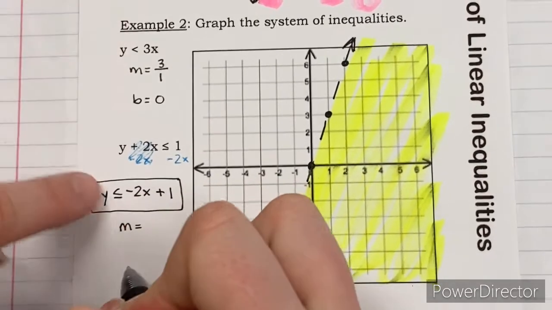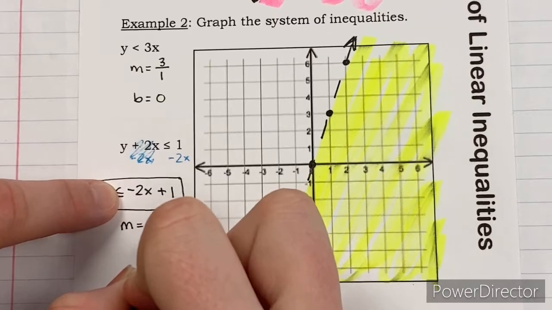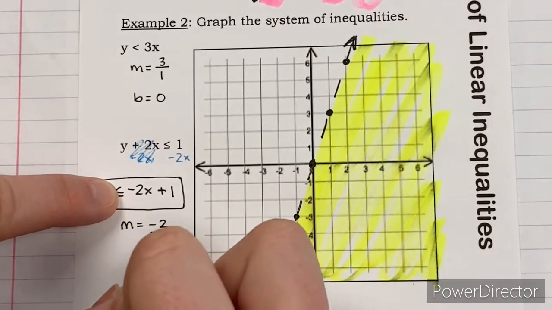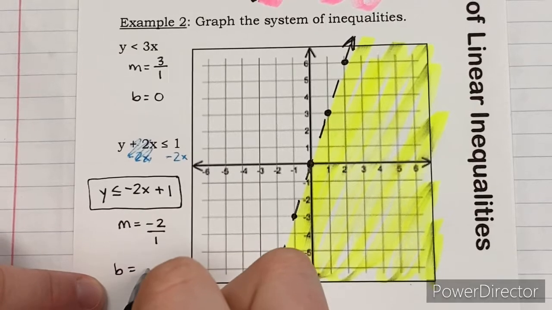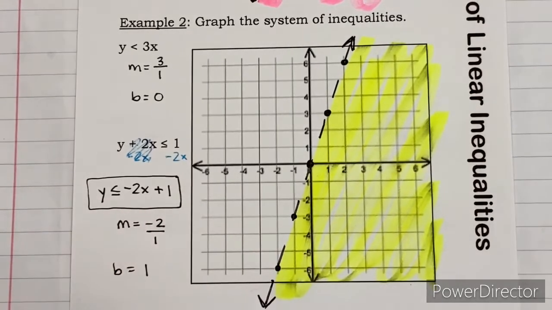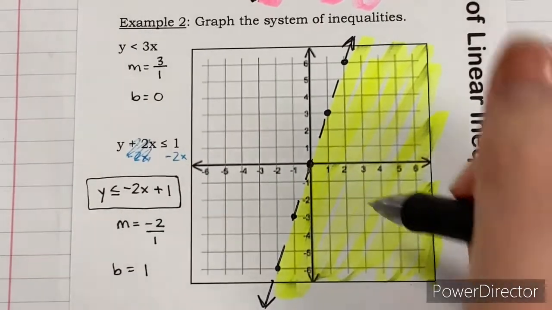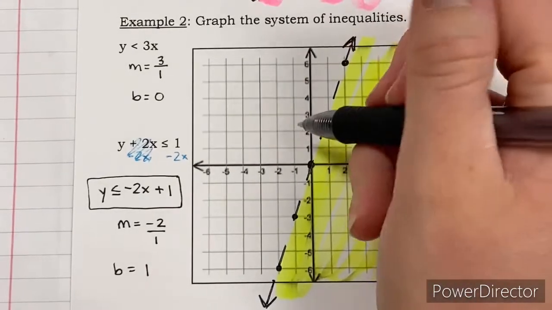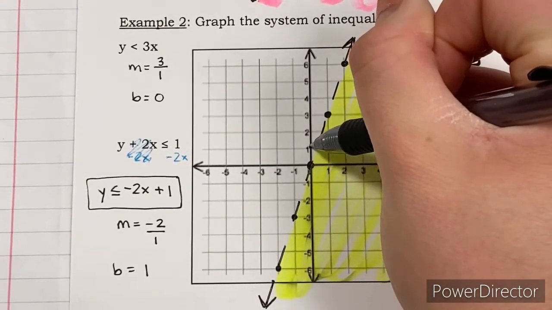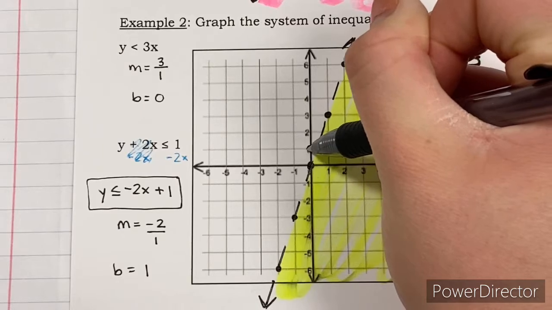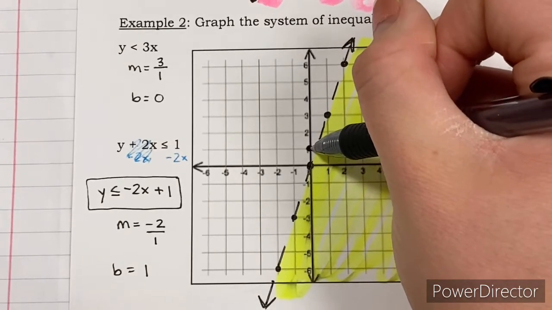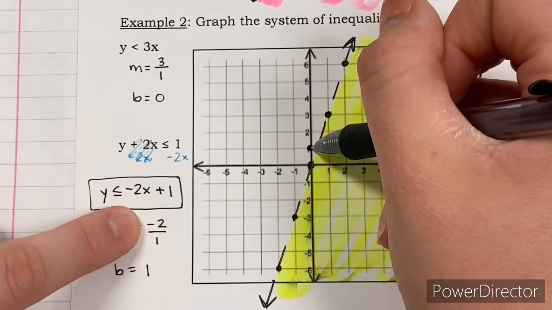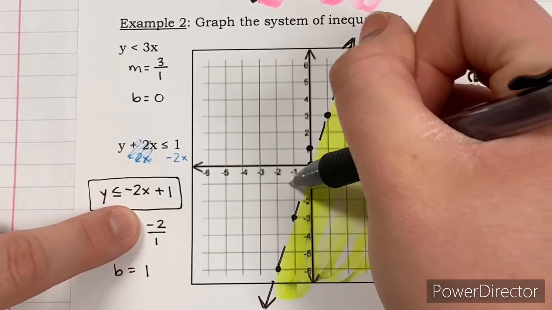So my slope this time says -2, but remember that's over 1 because that's a whole number. And then my y-intercept is a +1. So when we go to graph it, act like nothing's there. And I'm going to go to +1. Plot me a dot right there. Don't pick up your pencil because now we're going to use our slope to get more points. So I'm going to go down 2, right 1.